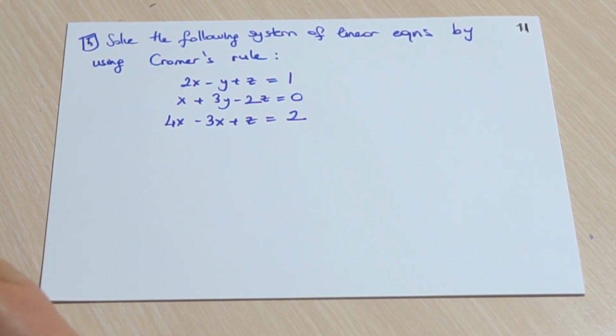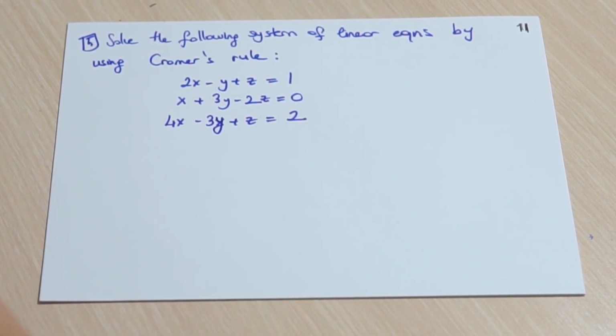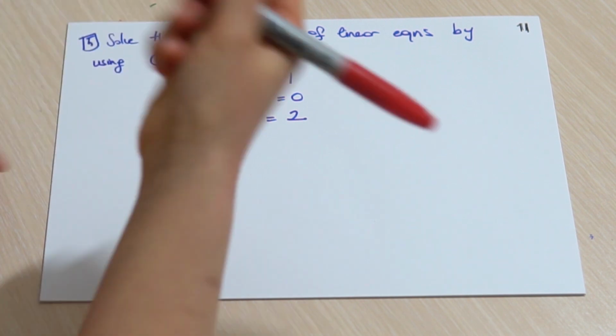Question 5. Solve the following system of linear equations by using Cramer's rule, and the system is 2x minus y plus z is equal to 1, x plus 3y minus 2z equal to 0, and 4x minus 3y plus z is equal to 2. Now we need to use Cramer's rule. Let's remind ourselves of Cramer's rule.